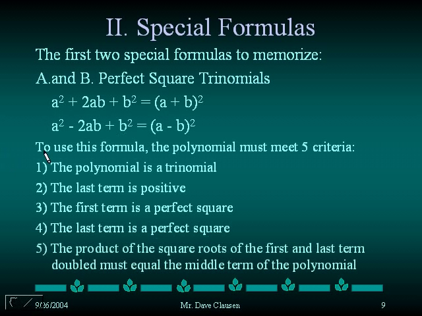And fifth, and most crucial, if we take the square root of the first term and the square root of the last term, multiply them together, and double it, we need to get the middle term. And we'll worry about the signs in just a moment. If that's true, then we have a perfect square trinomial. We factor it as the square root of the first term, the square root of the last term, and then the sign of the middle term. And that's how we factor our perfect square trinomials.